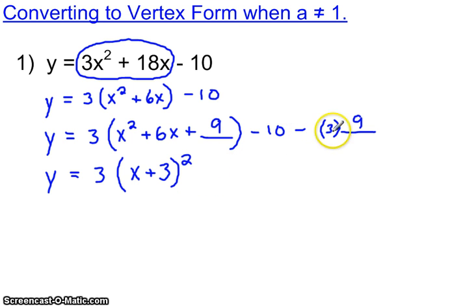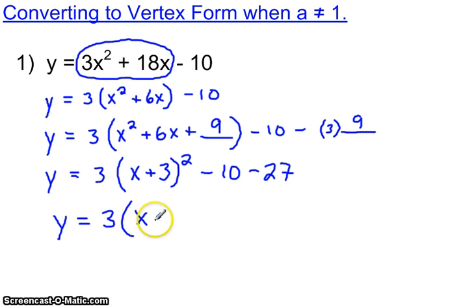And then we've got the minus 10, and then we've got minus 3 times 9 is 27. So finally, one last step here to get our final answer. It's 3 times the quantity x plus 3 squared, minus 10 minus 27 would be minus 37. And that is it.